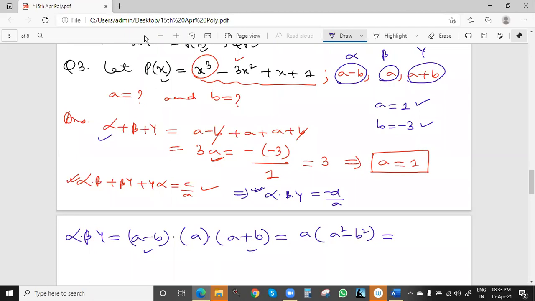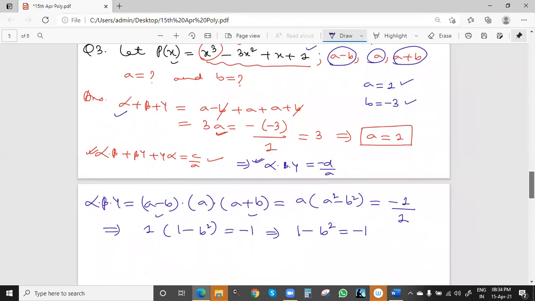Product of roots will be equal to minus d by a. So better not to write that. We know minus d by a, but when we are putting the values, directly we'll put the values. D is 1, a is 1. So minus d by a means minus 1 by 1. Correct. So we can now solve. A is 1, we got this value, and b square will be equal to minus 1. So basically a times a square minus b square, that is 1 minus b square, equal to minus 1.